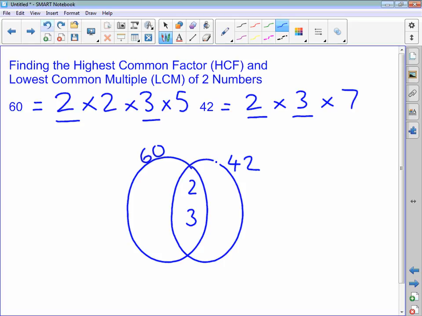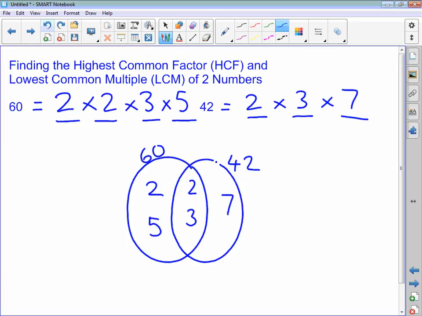We can see that there is a 7 also that is a prime factor of 42, that needs to go in this outside area, and we can see that 2 and 5 are also prime factors of 60, so they need to go in this outside area as well.